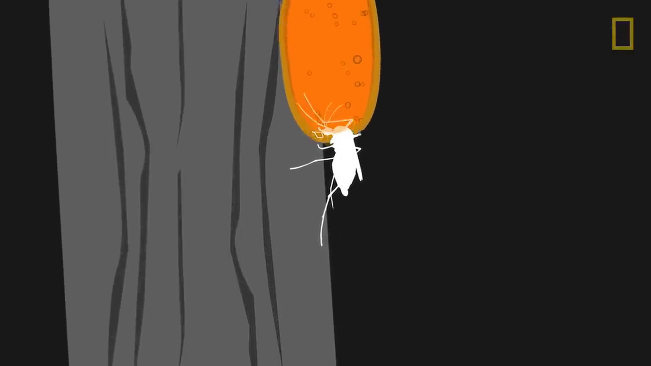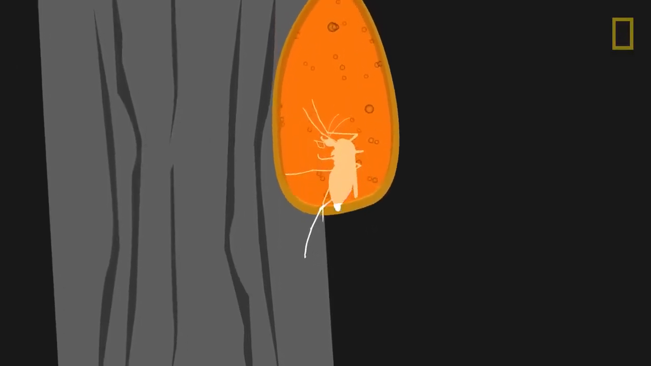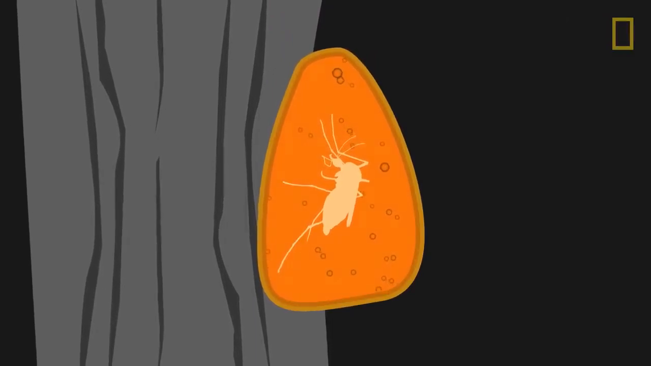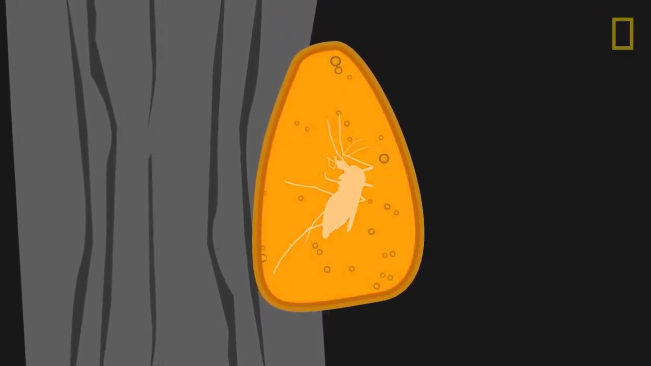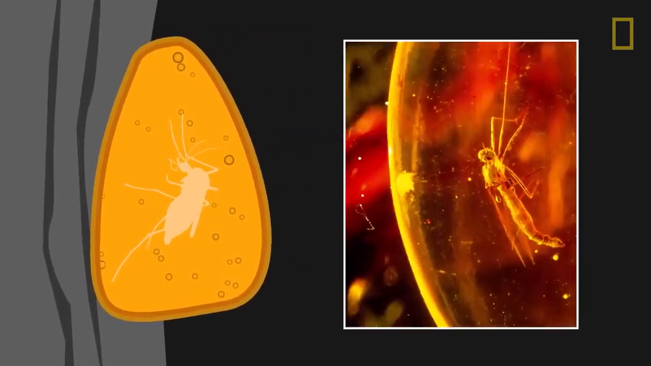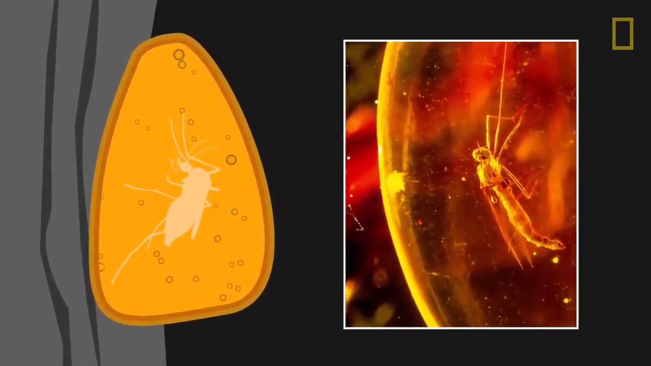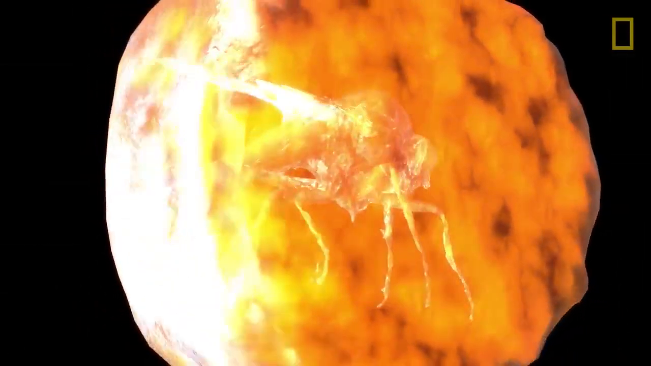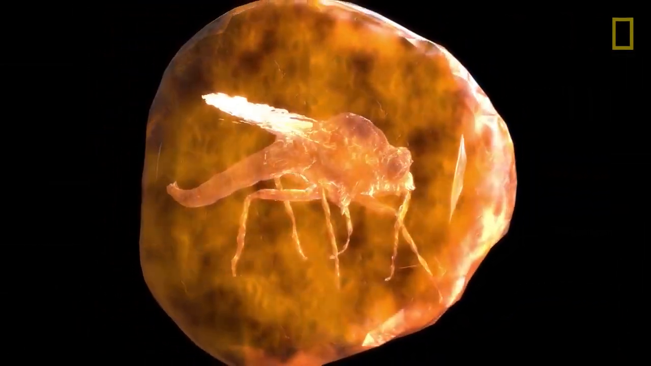The sap, or resin, forms a protective seal around the entrapped organism. Over time, the soft resin hardens and turns into amber, with the organism suspended within. This process creates a biologically inert tomb for the organism, allowing its soft tissues to be remarkably preserved.